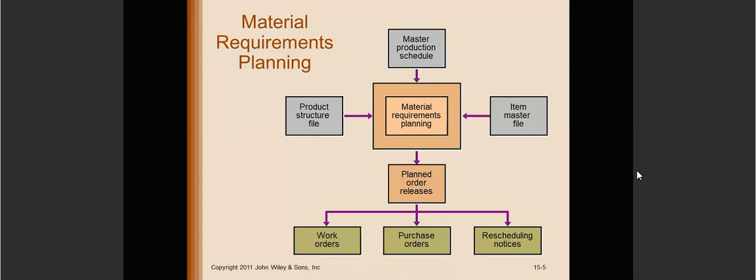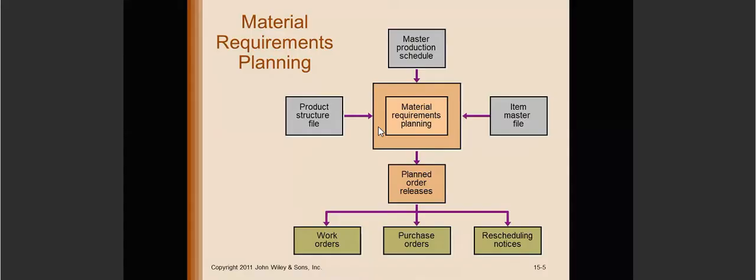The item master file provides information about the status of inventory and the inventory policy of the item. So all the information about the item will be stored in the item master file. The output from the material requirement planning will be released as work orders, purchase orders, or rescheduling notices.